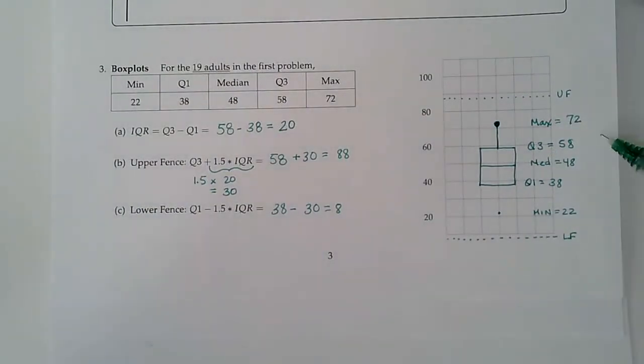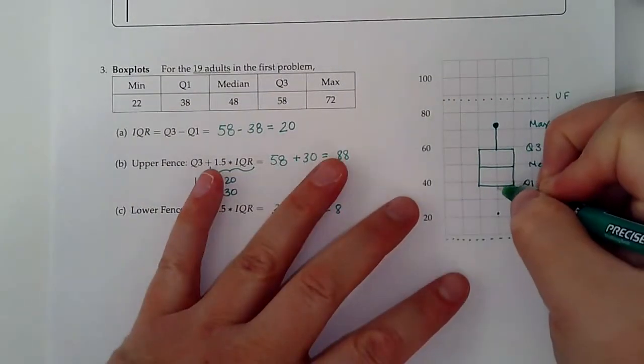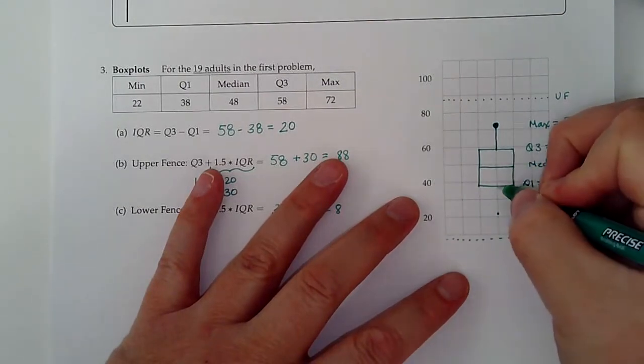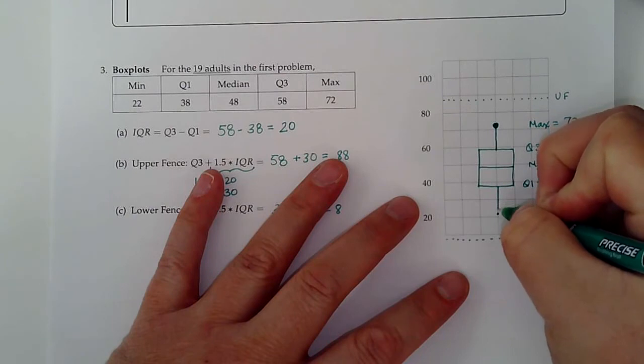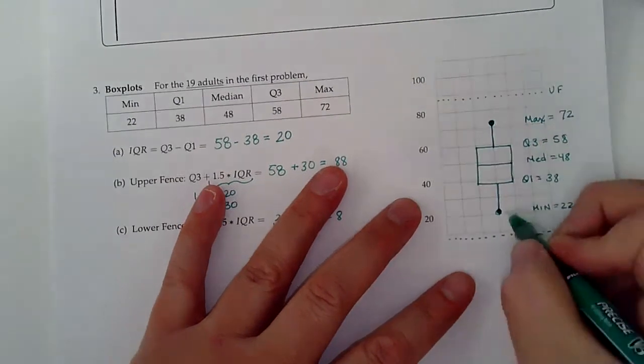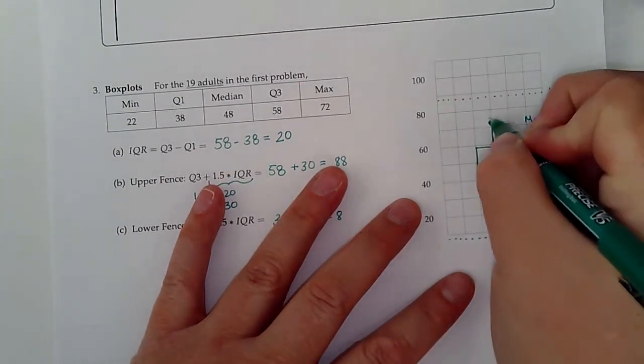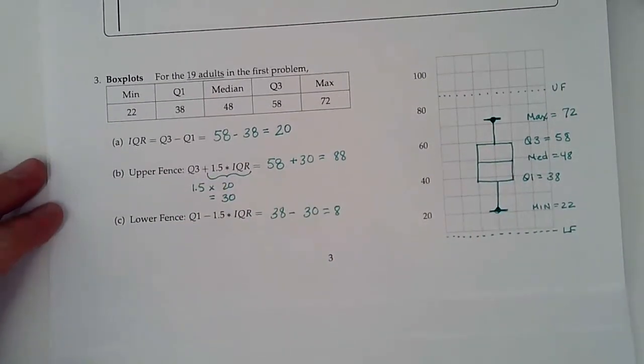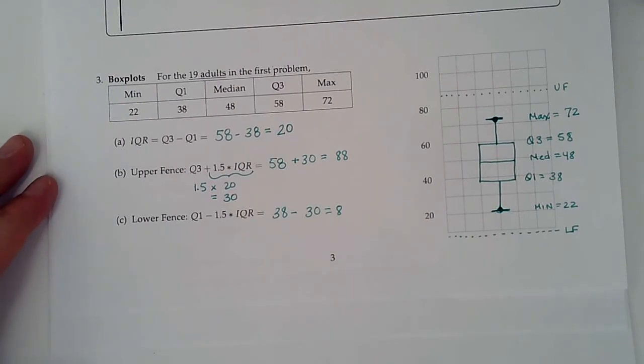Okay, so same process for the bottom of the box. I'll start at the bottom of the box and draw straight down until I either run into the min or the lower fence. So I run into the min first, and so here's where I'm going to stop my whiskers. So we'll put a little end bar on there. And so here's my box and whisker plot for the 19 adults.